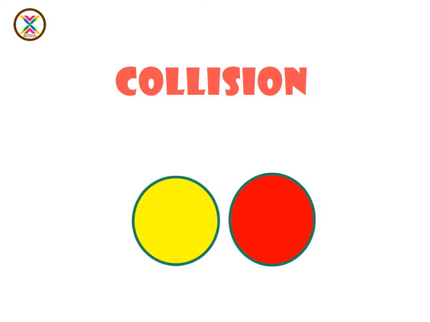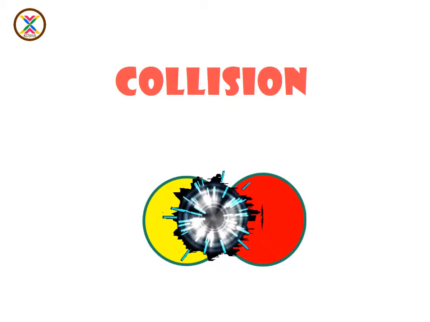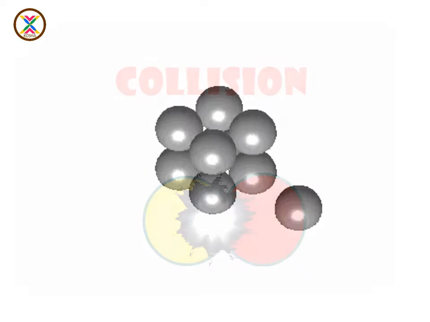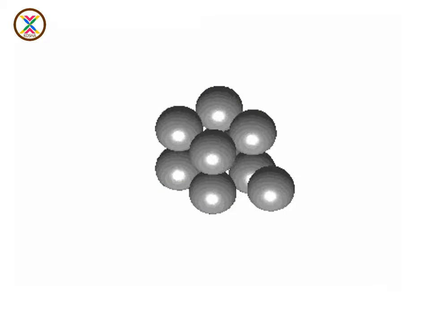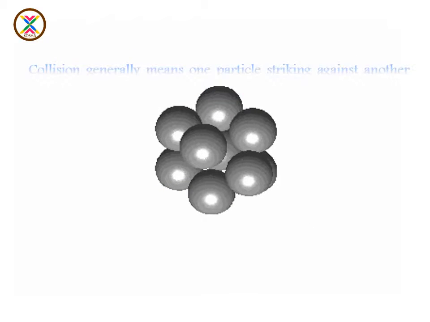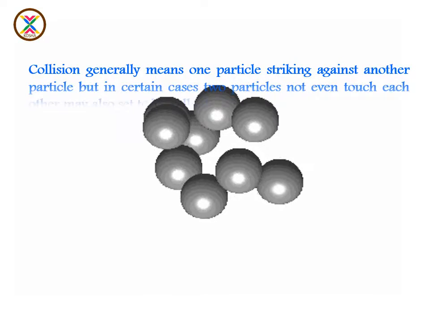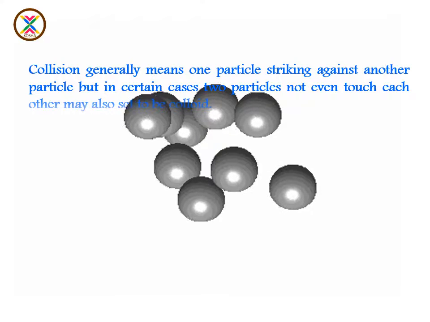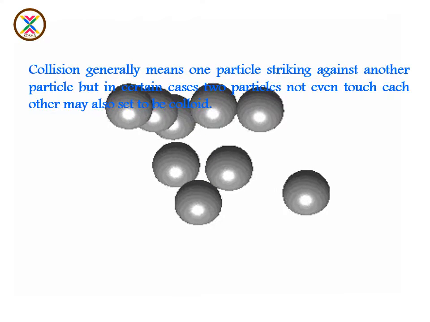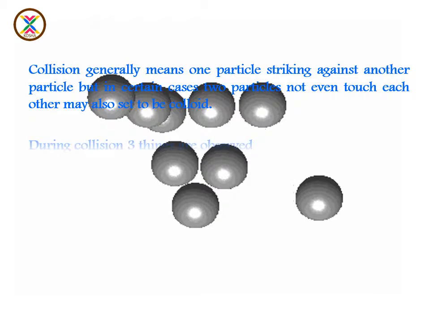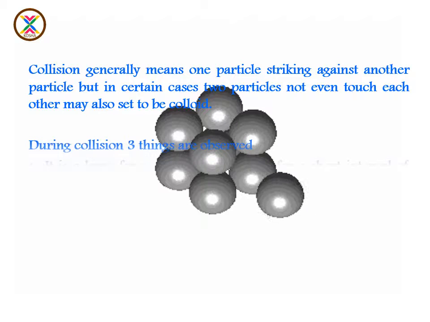Collision. Collision generally means one particle striking against another particle, but in certain cases, two particles may not even touch each other and may also be said to collide. During collision, three things are observed.